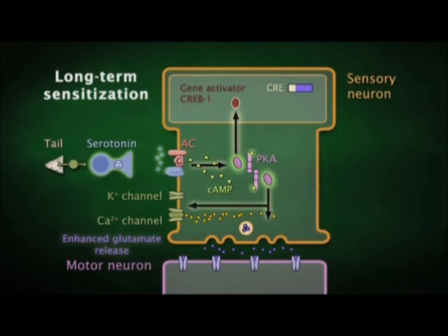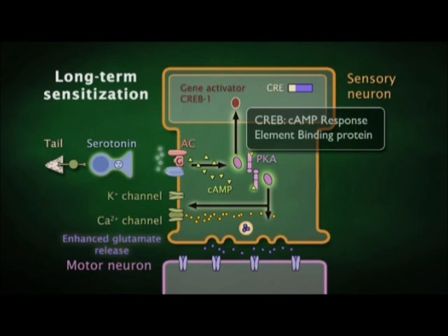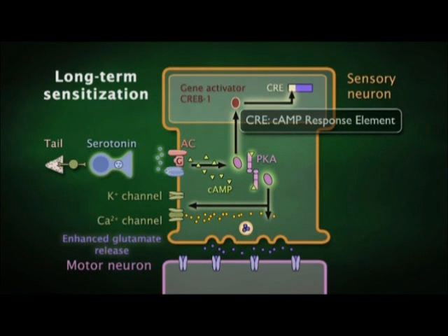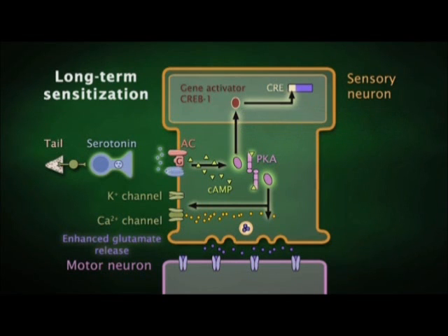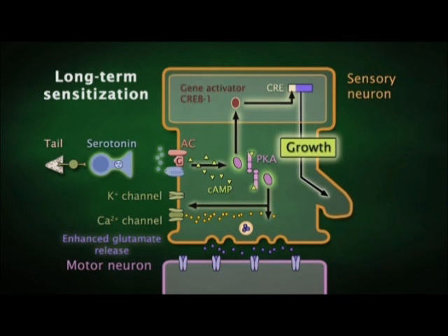And there they activate transcription. They act on a transcription factor, and Tom told you what transcription factors are. They're proteins that bind to specific sequences in DNA. This transcription factor is called CREB, cyclic AMP response element binding protein. And it binds to a sequence in DNA called the CRE, cyclic AMP response element. When it becomes phosphorylated by PKA, it can bind to that sequence, activate genes, and these give rise to the growth of new synaptic connections.